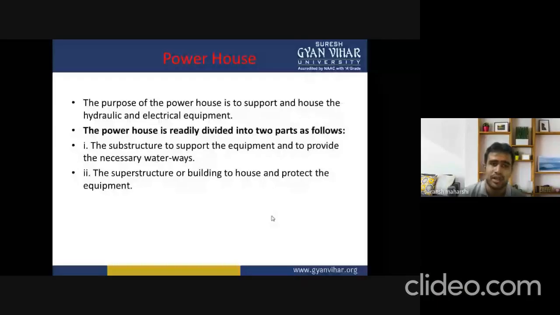Powerhouse. The purpose of the powerhouse is to support and house the hydraulic and electrical equipment. The powerhouse is readily divided into two parts as follows. First, the substructure to support the equipment and provide the necessary water passages. Second is the superstructure building to house and protect the equipment.